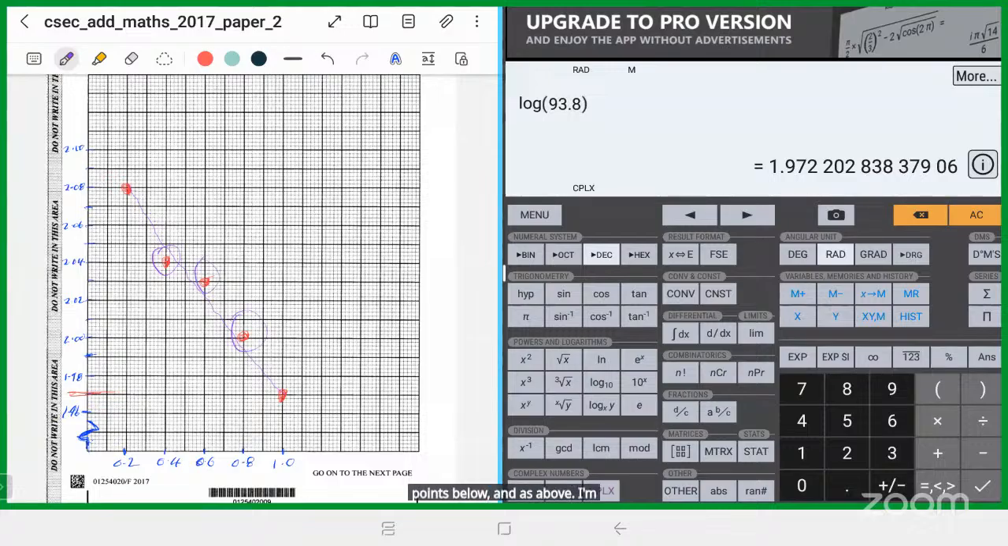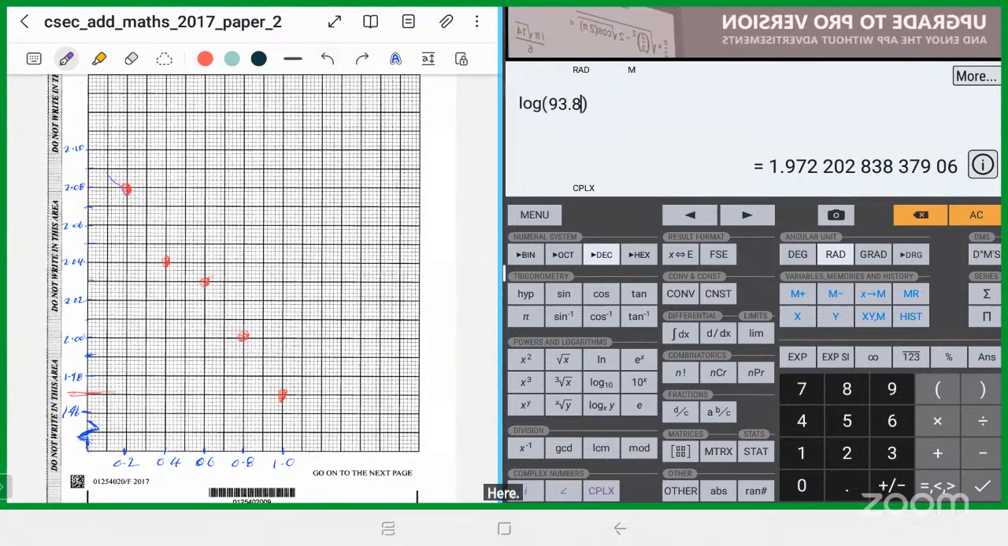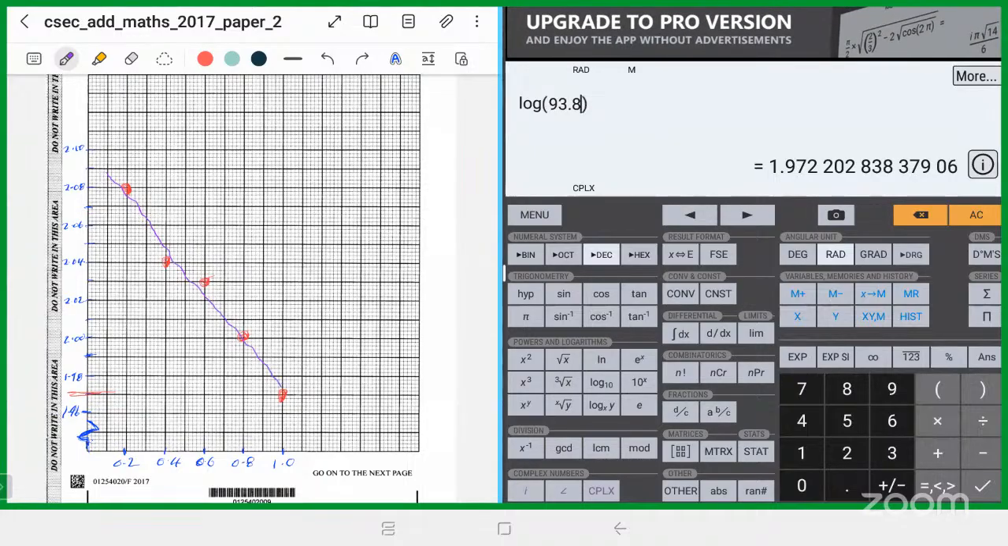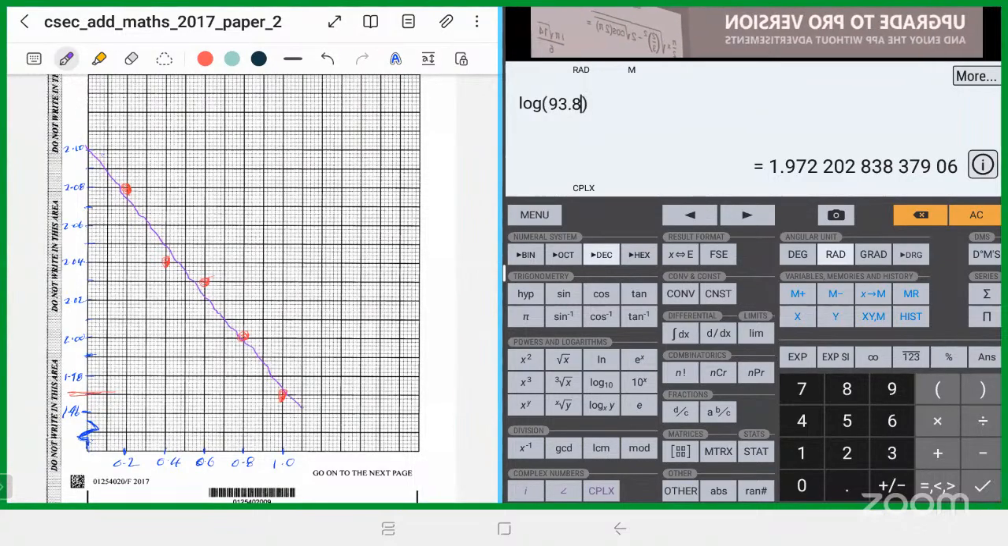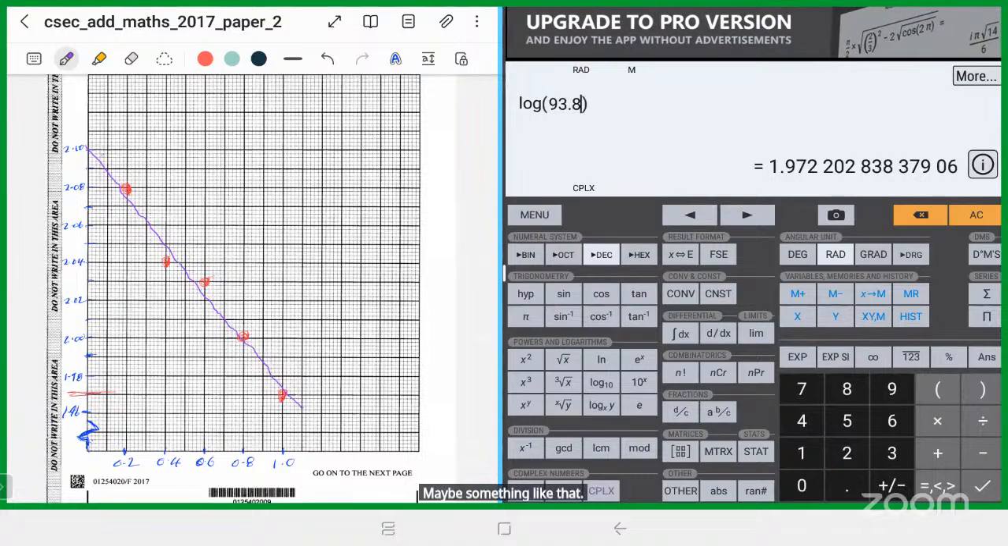I'm having two above here, and so maybe I need to draw it a little bit more in between here. Something like that. When you use a ruler, you'll be able to do it. Just use a ruler and you'll be able to do it. I don't have a ruler to use. Maybe something like that. Alright, maybe something like that.